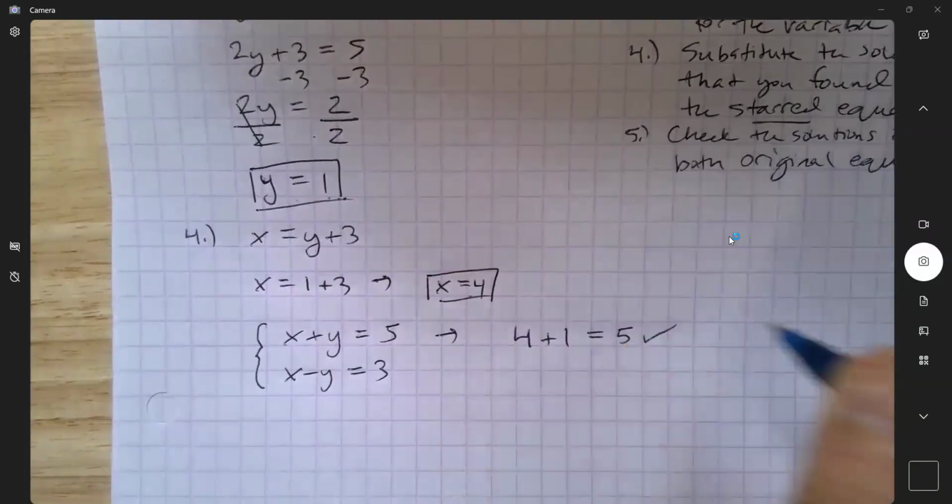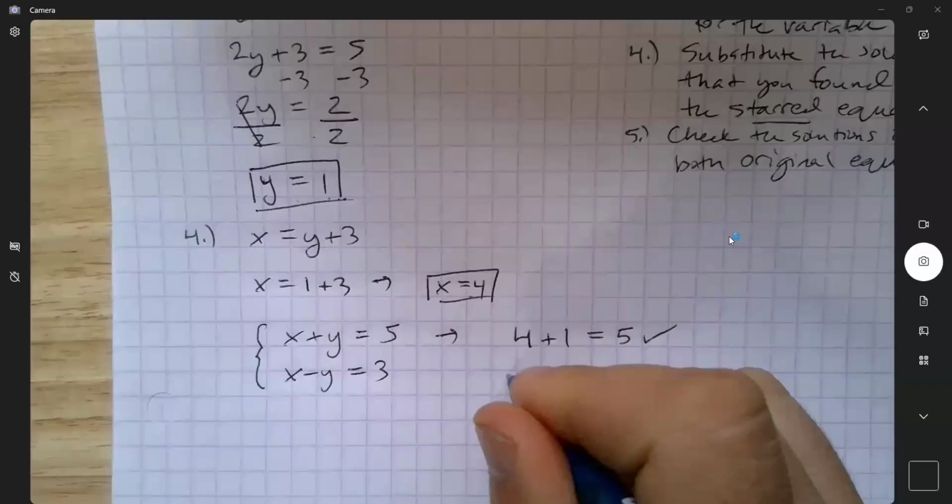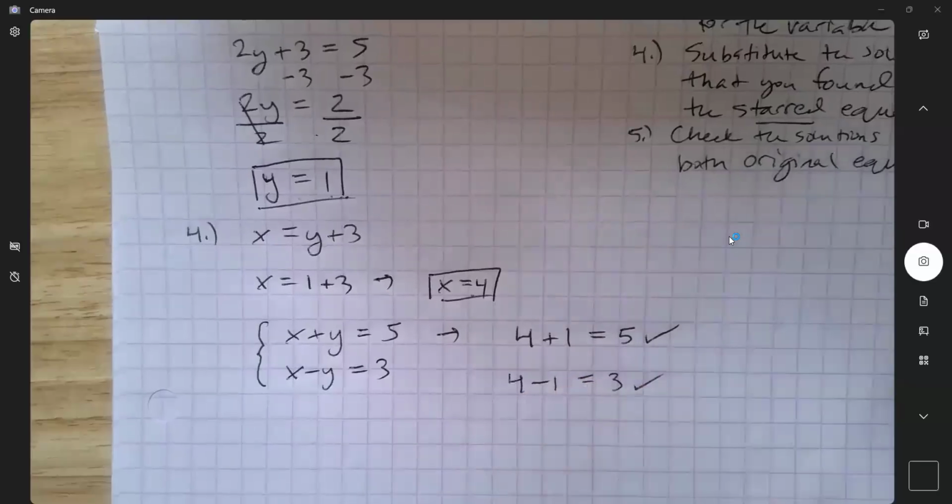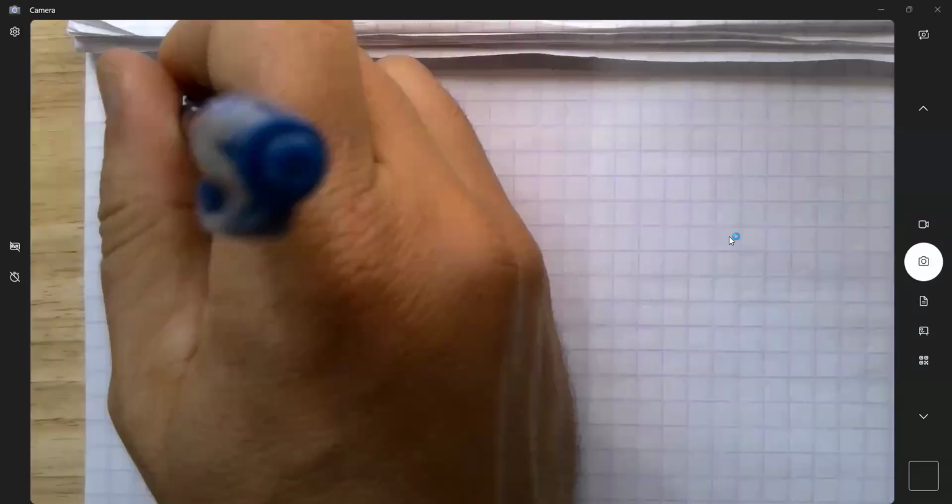4 plus 1, yep, that's 5. And 4 minus 1, yes, that's 3. And that's how you solve an equation using substitution. I'll do another one. Maybe I'll do 2 more, just to give you a little bit more opportunity to see how it goes.